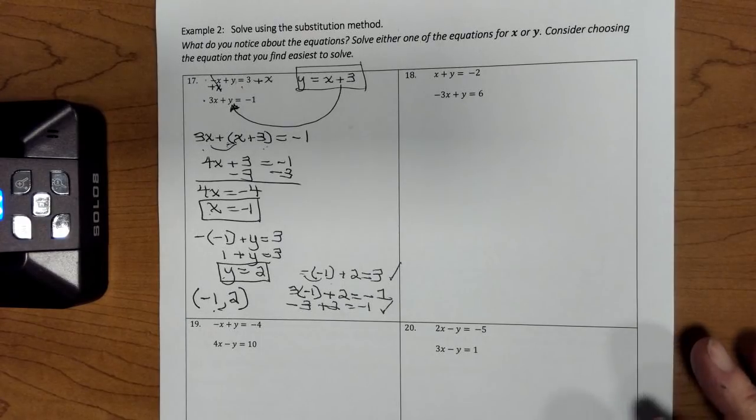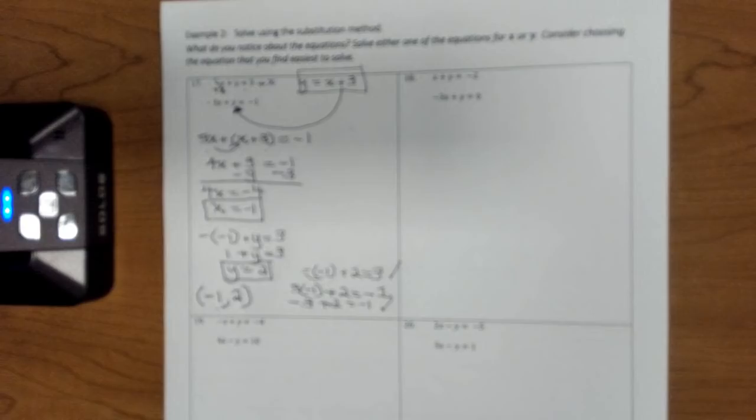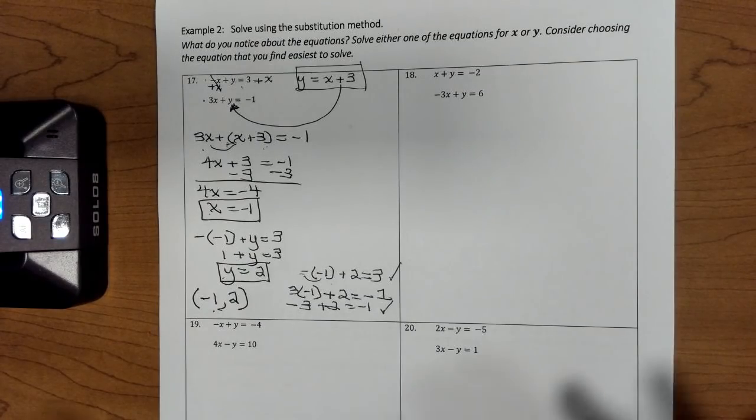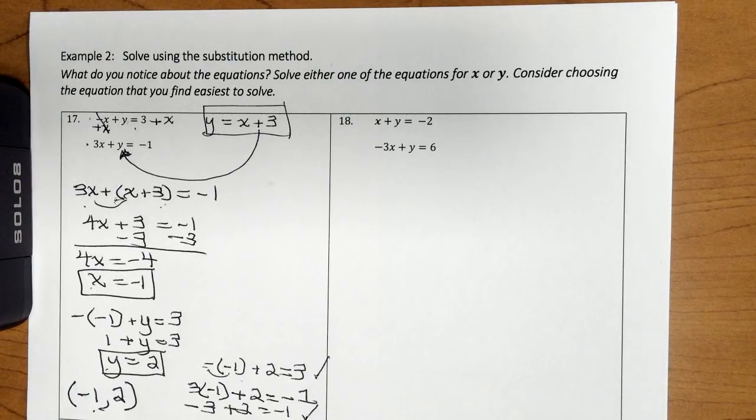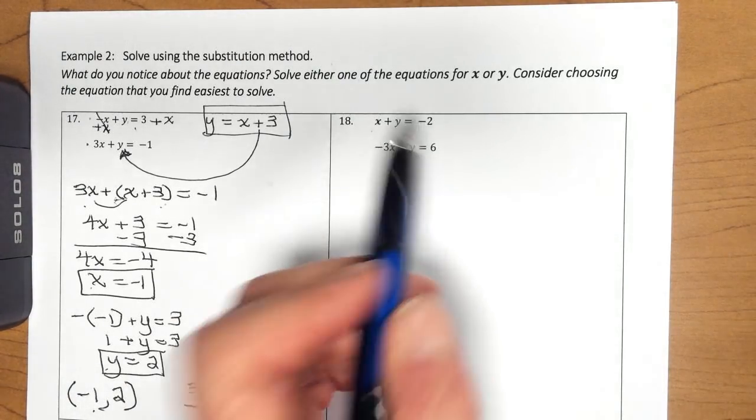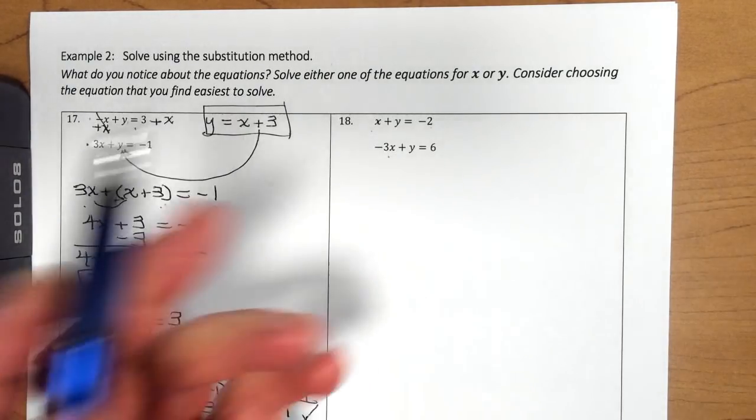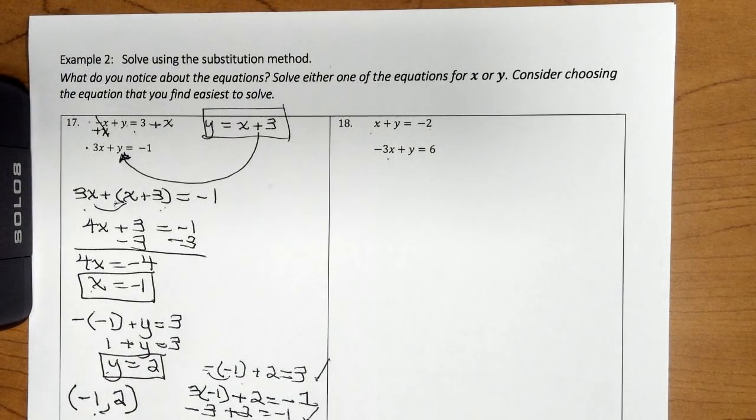And now let's go ahead and do 18. Make sure I focus this okay. All right, I think I'll try to blow this up just a little bit so you can easily watch it. So now I've got x plus y is equal to negative 2 and negative 3x plus y is equal to 6. Pick which one you'd rather do.